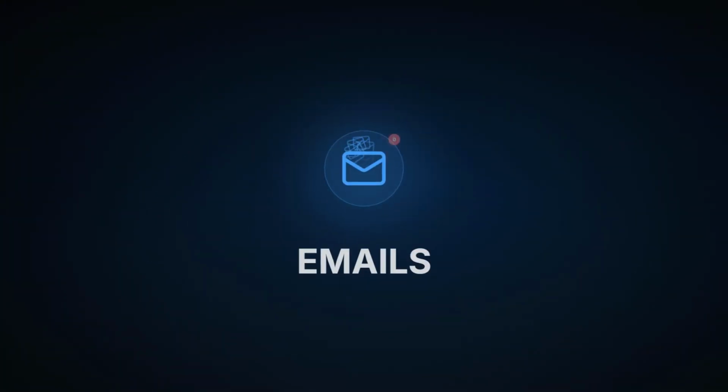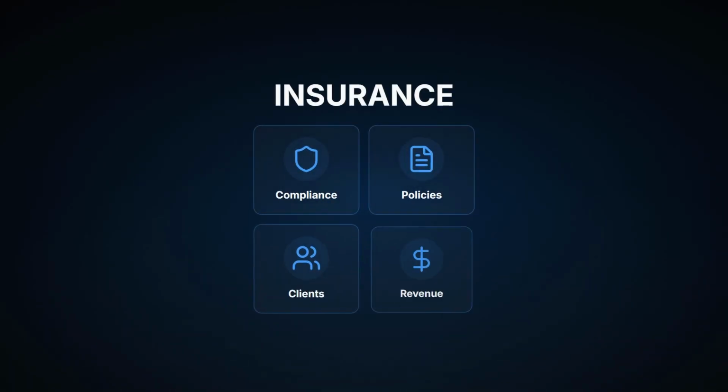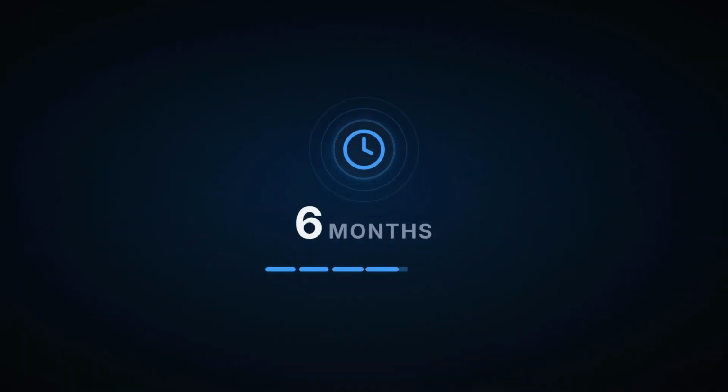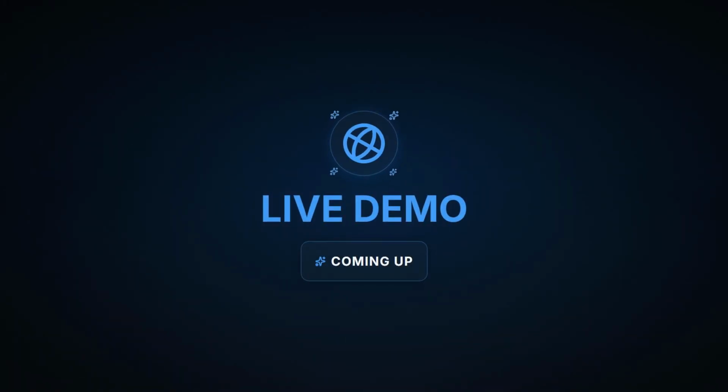Most insurance agency owners are still manually answering emails, updating spreadsheets, and chasing renewals. Now, this agency automated all of it using a single Claude Code system, which I call an AIOS, or an AI operating system. In this video, I'm going to show you exactly how that works, what it automates for insurance agencies, and why the ones that don't build this within the next 6 months are going to be left behind in 2027. And make sure to stay until the end because I'll be doing a live demo of this.